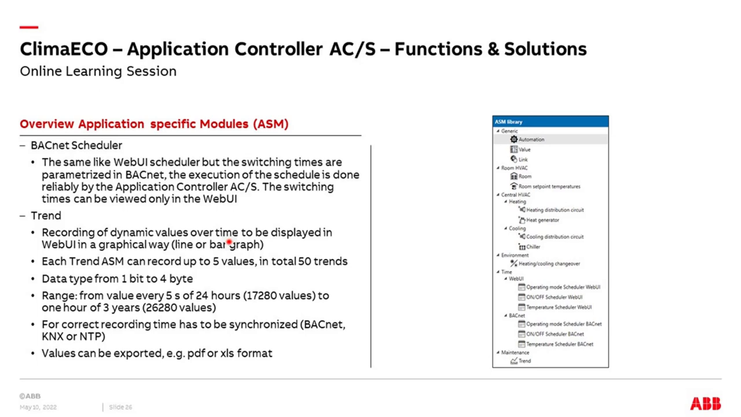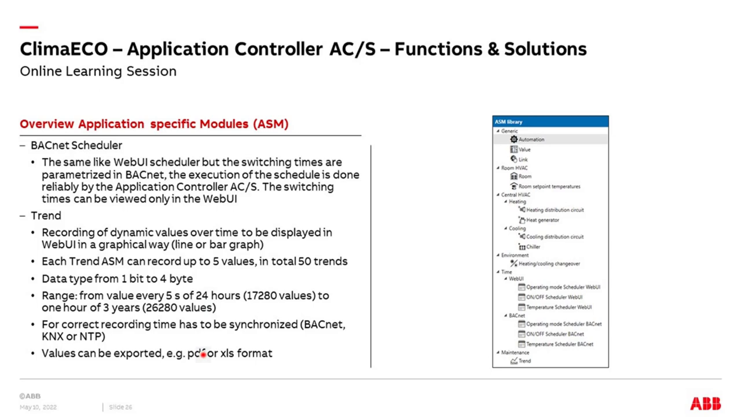So how many trends or data loggers do you have? 50 in total. From 1 bit to 4 byte data point types can be used, and you can adjust the resolution here, how often you would like to record a value over a certain time. And as everything is stored in the components, the application controller, it's not any cloud solution here.